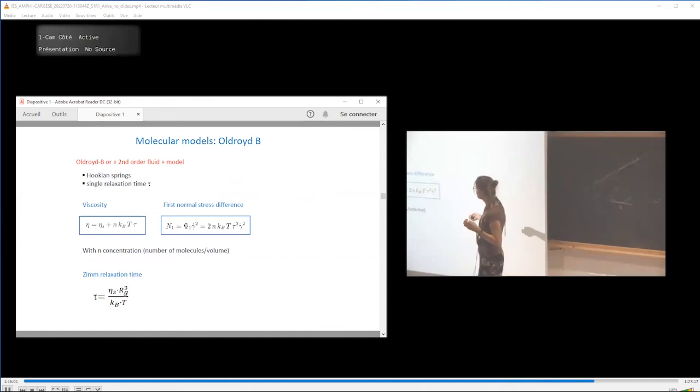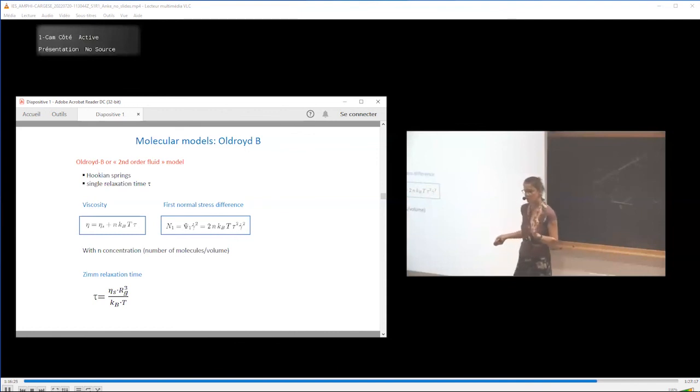But I thought it would be nice to write them down, because of what you can recognize here. The viscosity is the viscosity of the solvent plus some contribution from the polymer, but you have N here, which is the number density, the number per volume. So you can see a signature of the concentration: the more you put in, the more you increase the viscosity. And you can also recognize a relaxation time here.